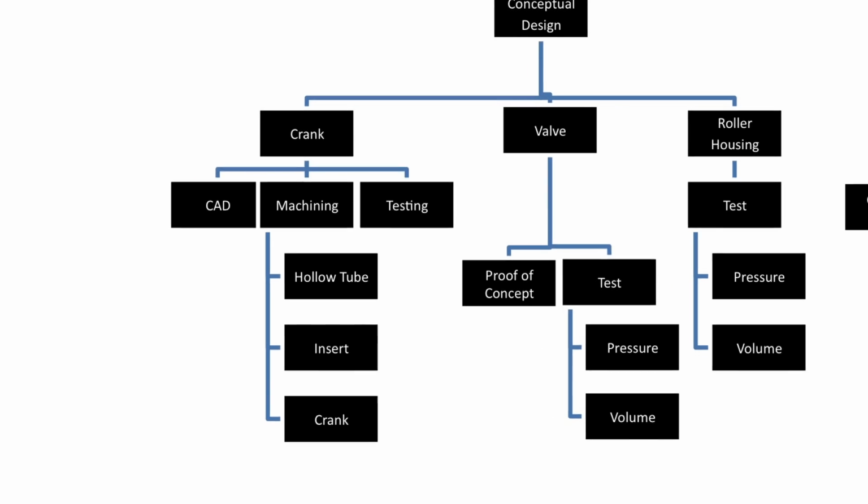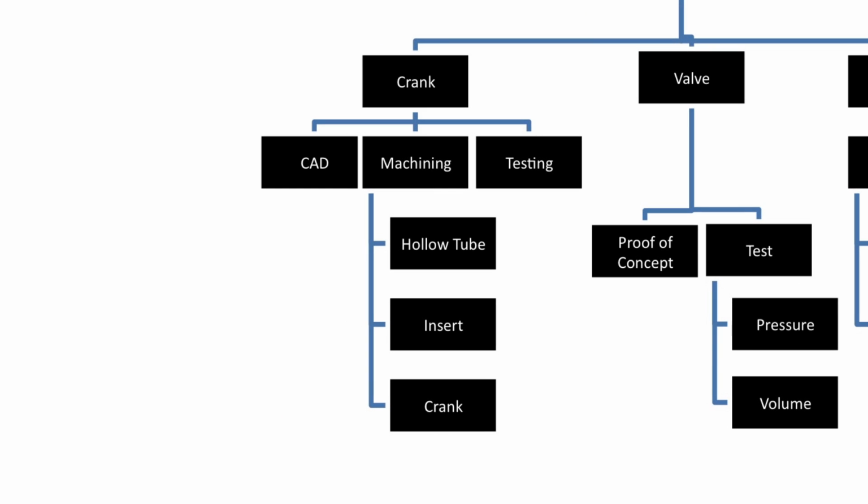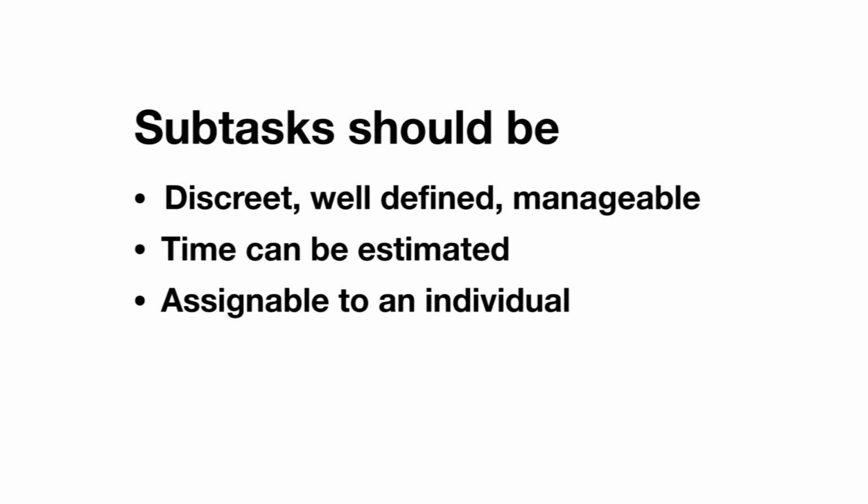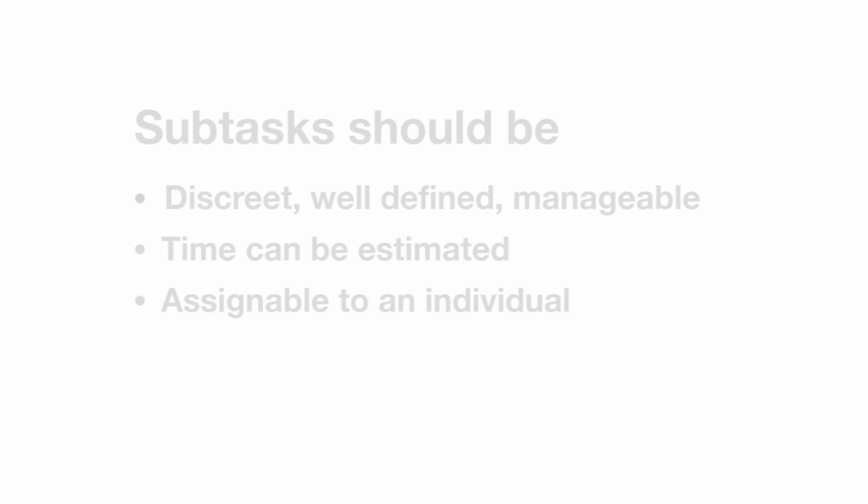In looking at the conceptual design of the crank, the team further subdivided it into individual subtasks. When making a work breakdown structure, you want to continue to divide your tasks until you have very discrete, well-defined, and manageable subtasks. These subtasks can then be used to estimate how much time they will take, as well as to assign them to an individual on your team.